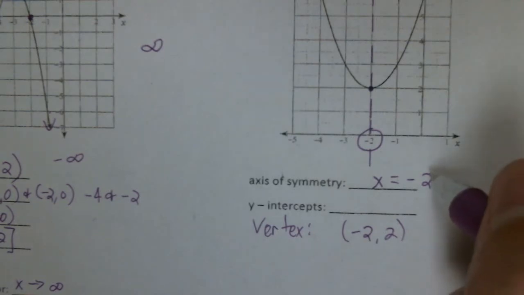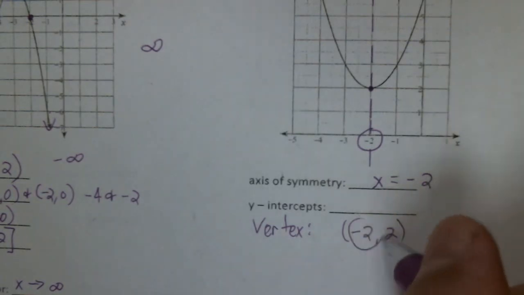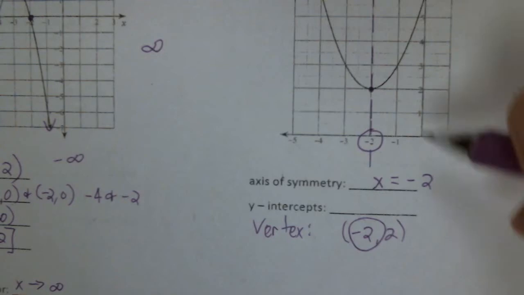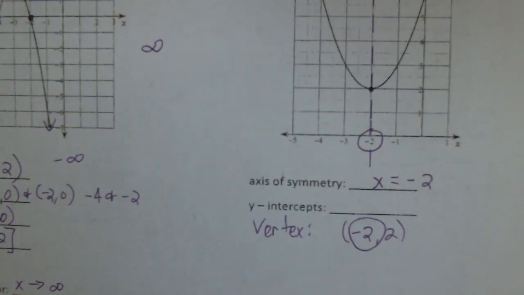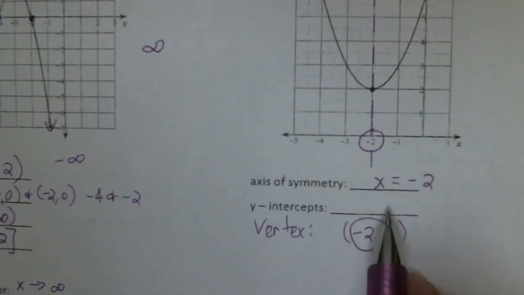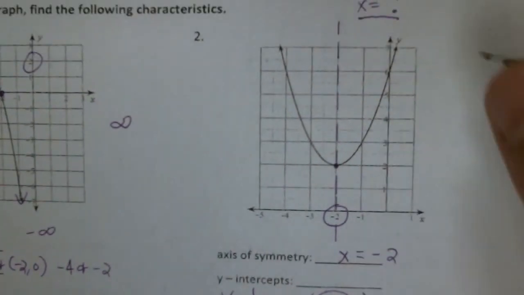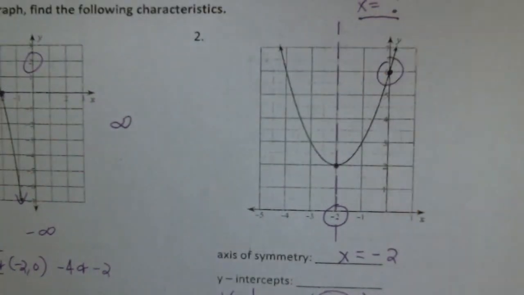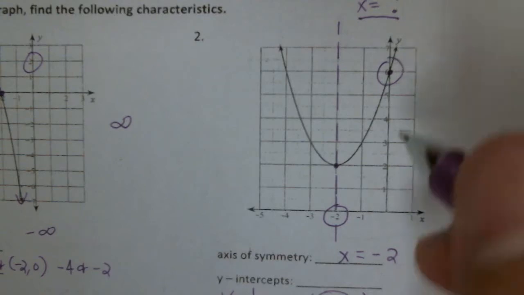So notice that the axis of symmetry is the same as the x-coordinate of the vertex because it passes through the vertex. All right, y-intercepts: where does the graph cross the y-axis? That's going to be this spot up here. It's crossing at (0, 6).